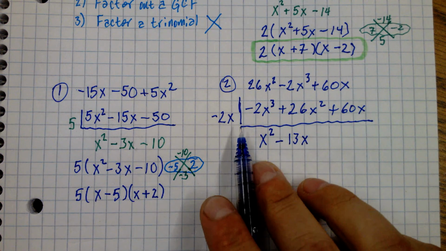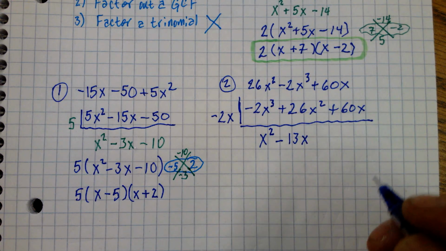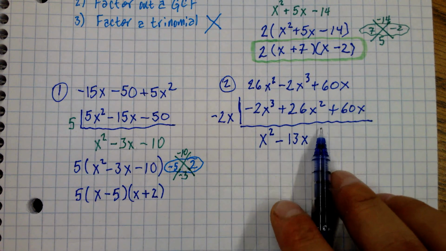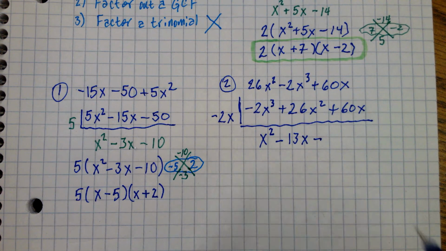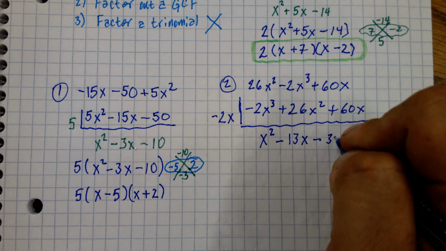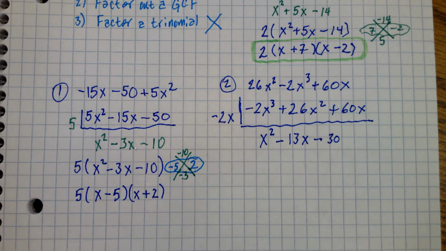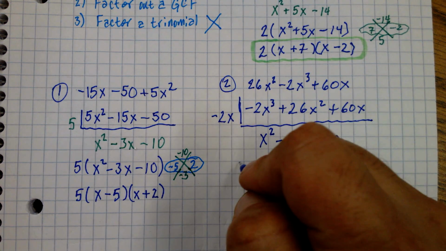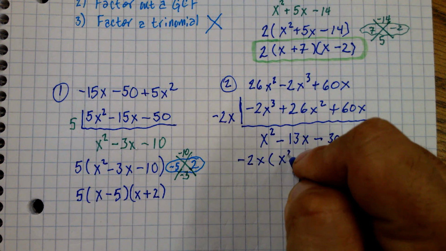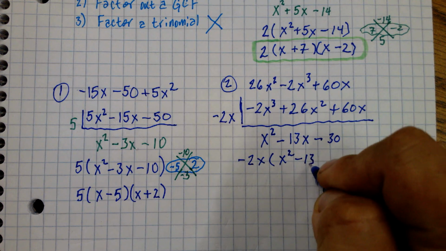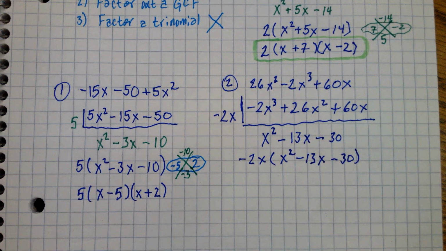All right. Now let's do the same thing for 60x, divide out negative 2x. It's going to go from positive to negative. 60 divided by 2 is 30, and since we divided out an x, we don't have an x term there. So now this is what we have. Negative 2x, parentheses, x squared minus 13x minus 30.